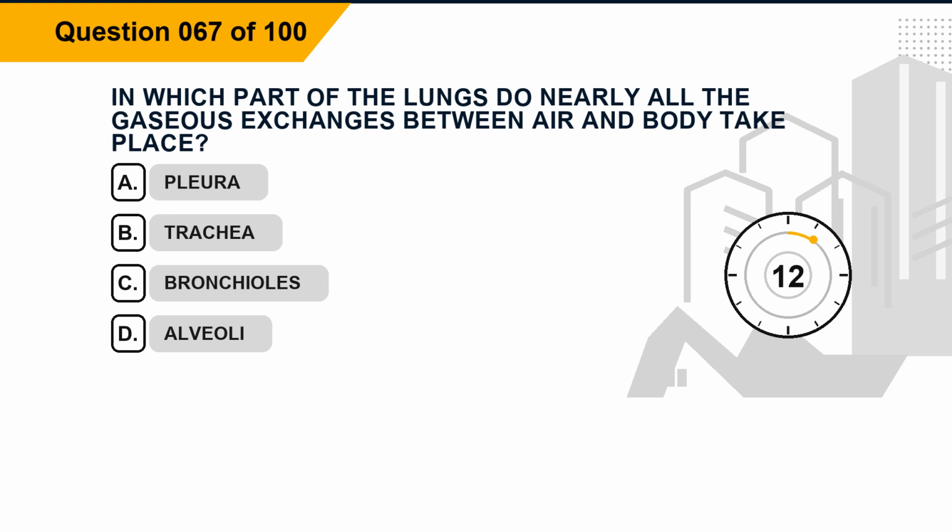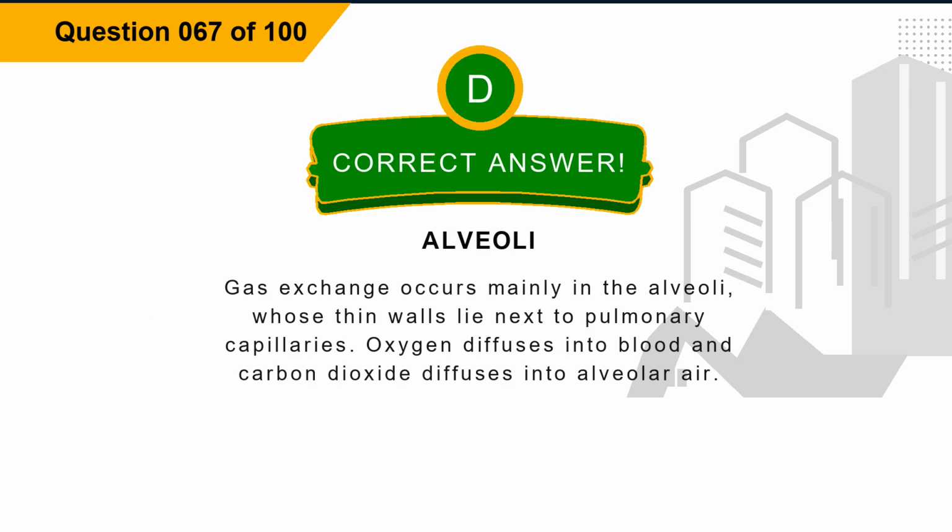Question 67. In which part of the lungs do nearly all the gaseous exchanges between air and body take place? Option A, pleura. Option B, trachea. Option C, bronchioles. Option D, alveoli. The correct answer is option D, alveoli. Explanation. Gas exchange occurs mainly in the alveoli, whose thin walls lie next to pulmonary capillaries. Oxygen diffuses into blood and carbon dioxide diffuses into alveolar air.